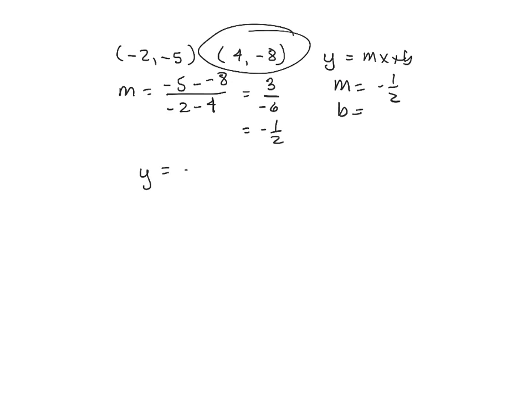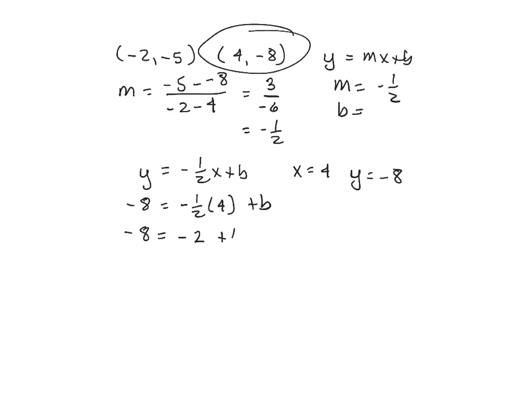y = -1/2 x + b. We're going to find our b. Remember, x we'll say is 4, and y is -8. So let's substitute -8 in for y, and 4 in for x, plus b. So -8 = -1/2 of 4, which is -2, plus b.